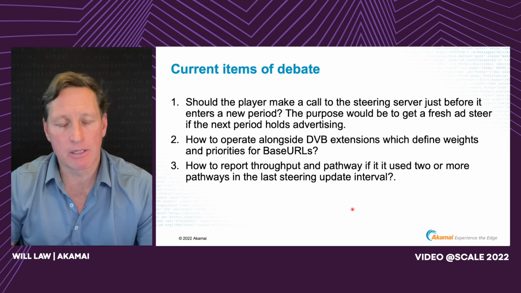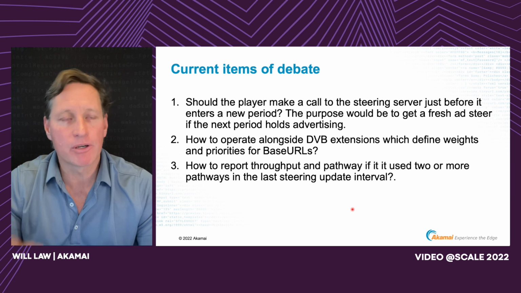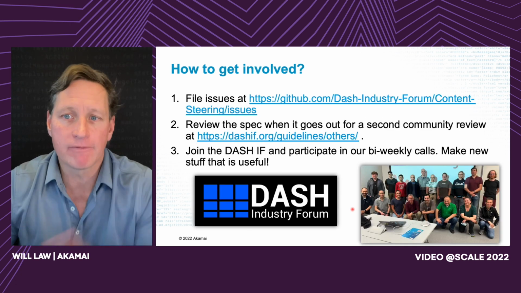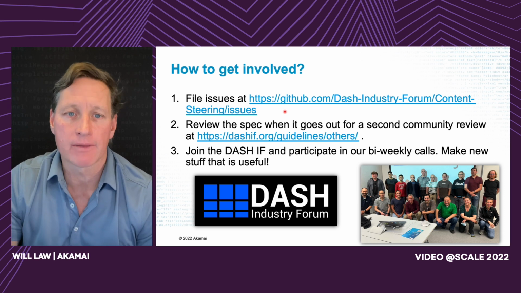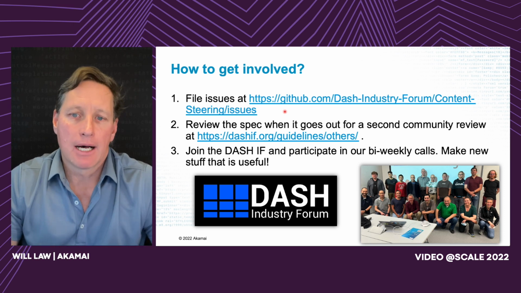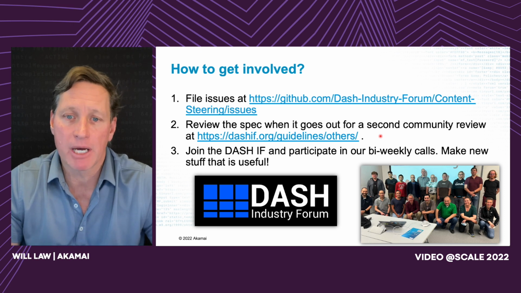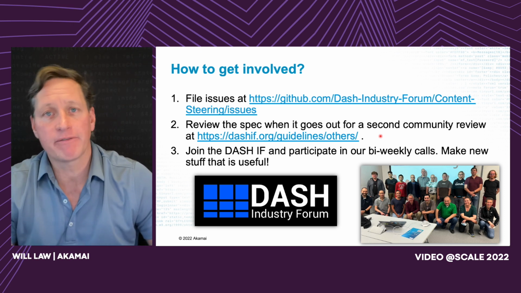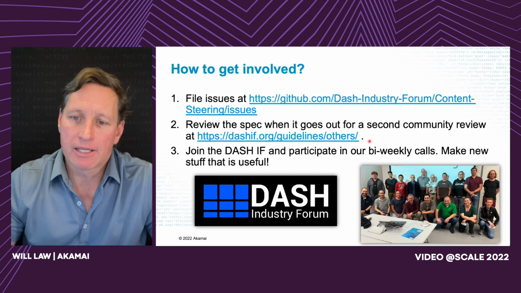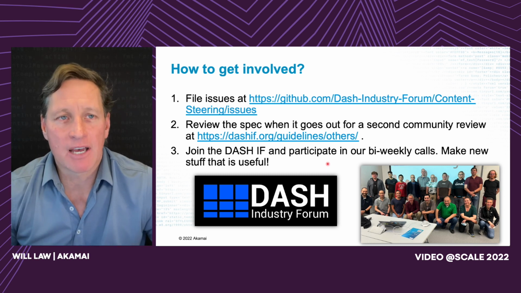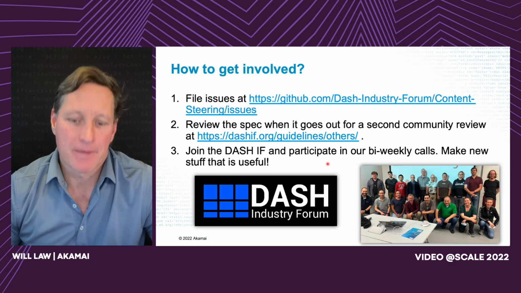And the example comes in with advertising. So I think there's a number of issues we still need to resolve before we can complete the spec. How can you get involved? Well, you can file issues against it. This is public on our GitHub. You can look when we go out for second community review and give us feedback. And then if you're not in Dash-IF and you do use Dash, you can join it. It's a bunch of people sitting down and solving problems. And we'd love to have you be part of this solution.